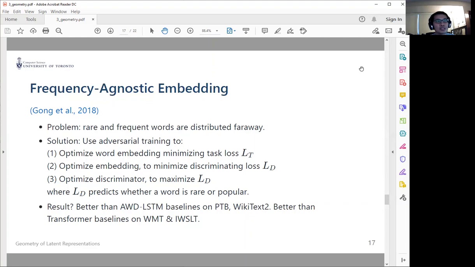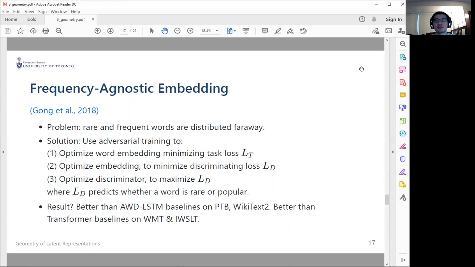So they use adversarial training to optimize. First, optimize the embedding by minimizing the task loss. So this is the traditional task loss for word embedding. And second, optimize the word embedding by minimizing the discrimination loss. So this encourages the words to be distributed in a way that is indistinguishable, so that they are hard to discriminate based on their frequencies.